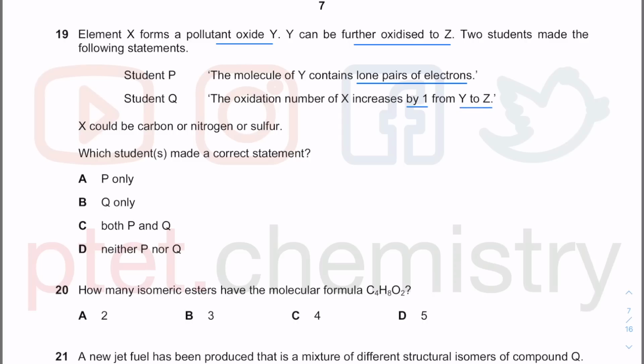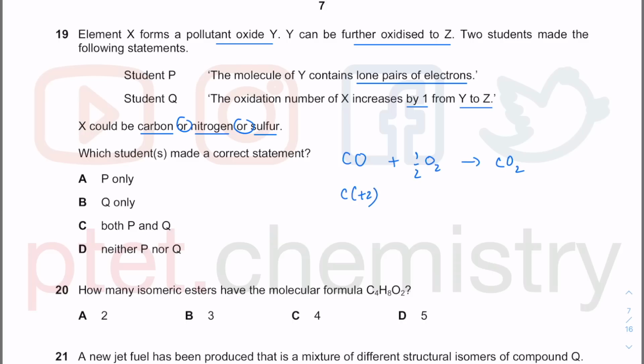So we can be thinking about this element X that gives you this pollutant. In the context of, well, they say it could be carbon, could be nitrogen, or could be sulfur. So we're not just thinking about nitrogen or sulfur as in the syllabus, but also in terms of carbon. Let's think, if you have an oxide that can be further oxidized, such as CO, it can be further oxidized by gaining oxygen to give you CO2. So yeah, that is fine there.